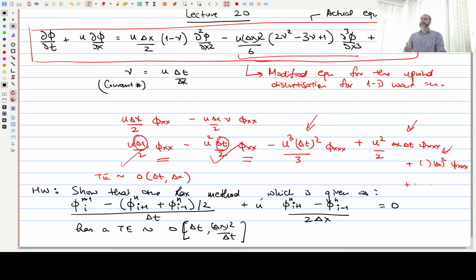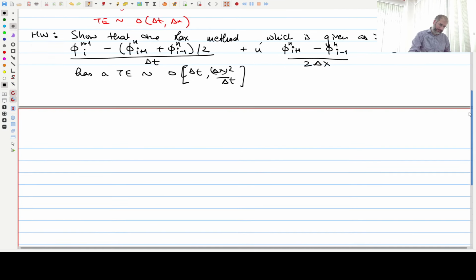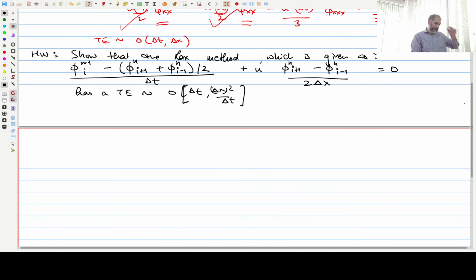Otherwise, you should have an idea of upwinding, writing the modified equation, and extracting information from this modified equation. Okay, so for this scheme, we have to show that the truncation error is order delta t, comma delta x squared by delta t. So this ratio will only appear if you write the modified equation. Right, so that was one.